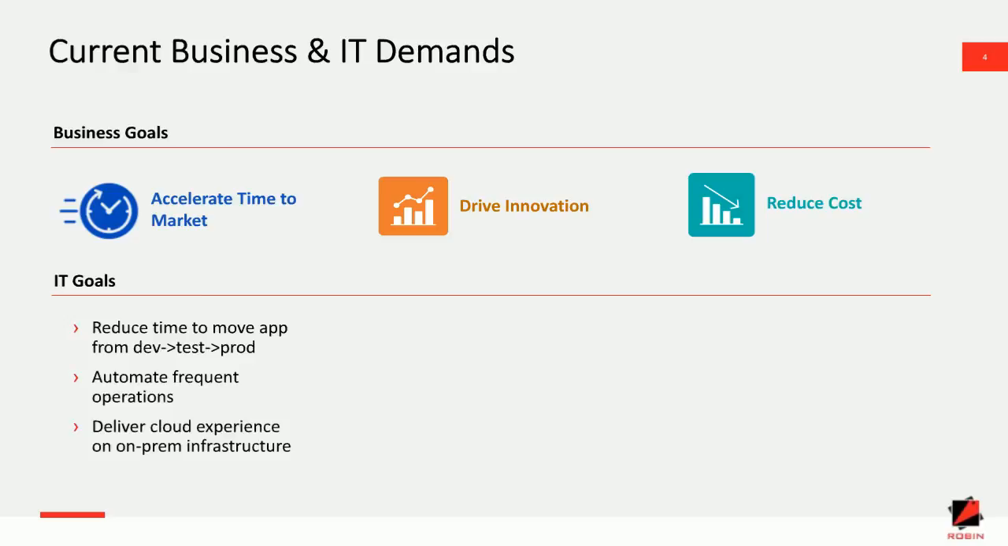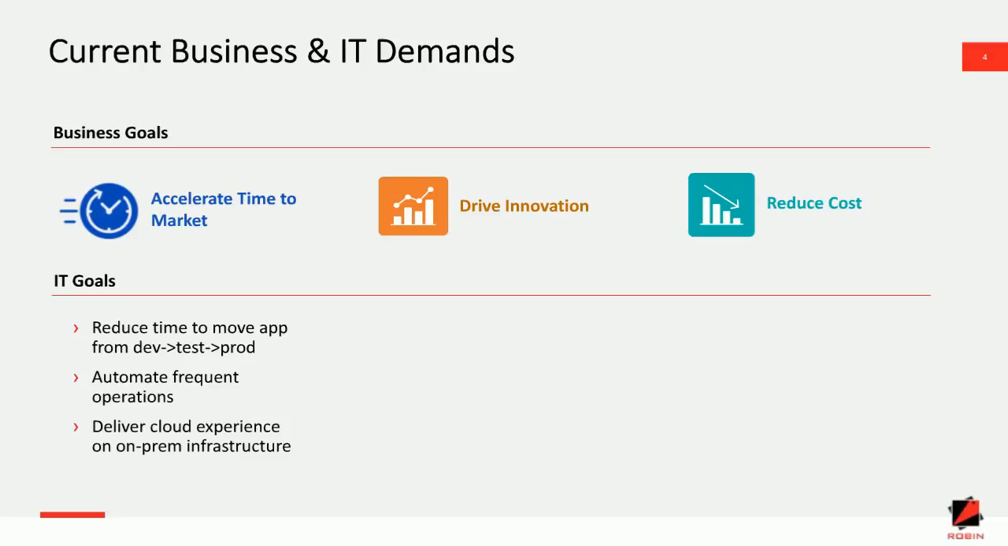And so some of the IT goals are, number one, to achieve faster time to market. Essentially what we're saying is we need to cut down the time it takes to move an application from dev to test all the way to production. Right? So we want to reduce the transition time, which means automation has to be at the forefront. We want to automate as much as we can. We want to automate all frequent operations like deployment, patching, etc.